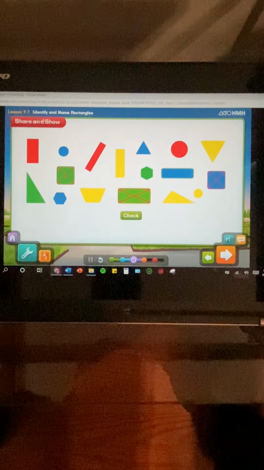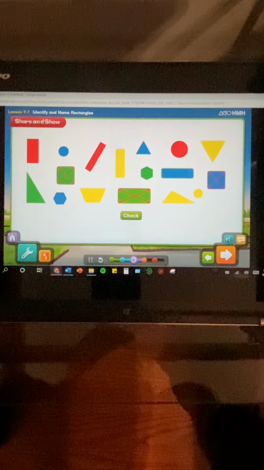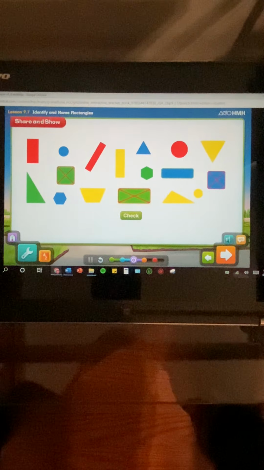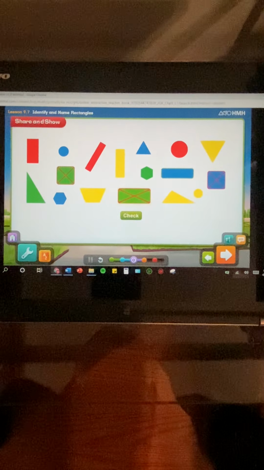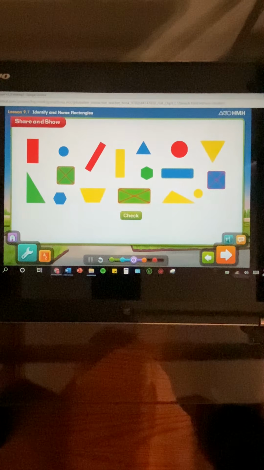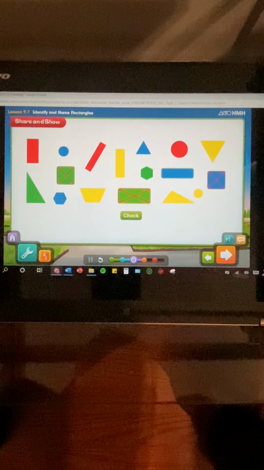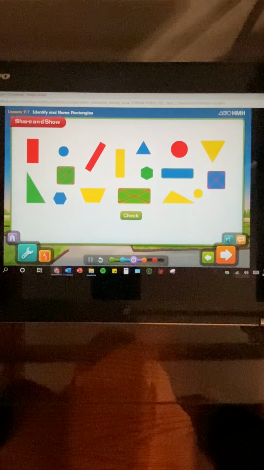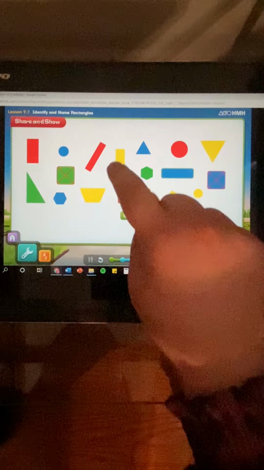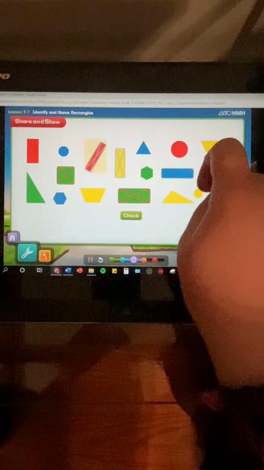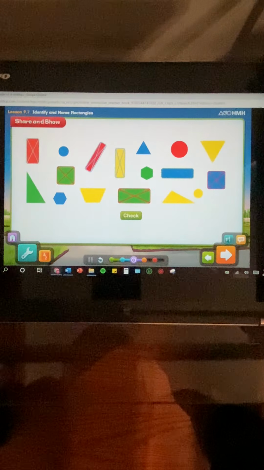Let's see, how many more rectangles do you see? I'm going to give you a chance to look for yourself. I see 3 more rectangles, and I want to see if you can find the rectangles too. I see 1 rectangle here. I see 1 here. And I see 1 more right there.